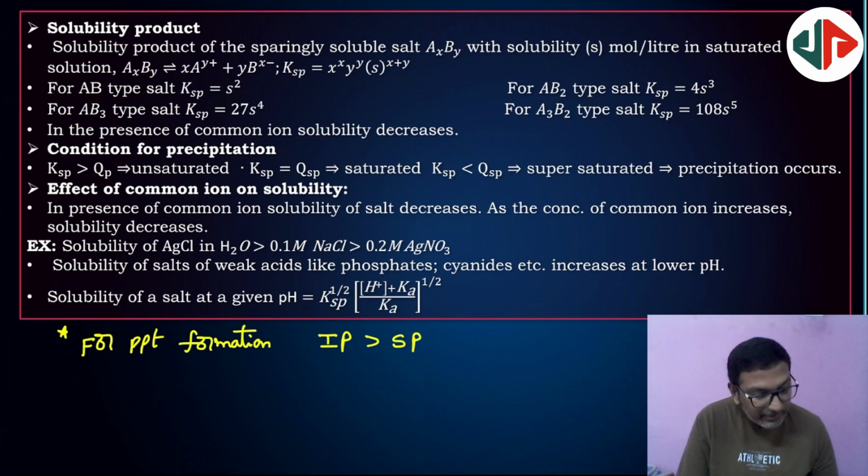Next, here, solubility of a given salt at a given pH equals Ksp power 1 by 2 into (H plus by Ka) whole power 1 by 2. Remember this formula.